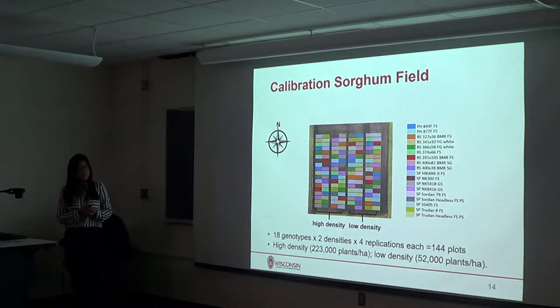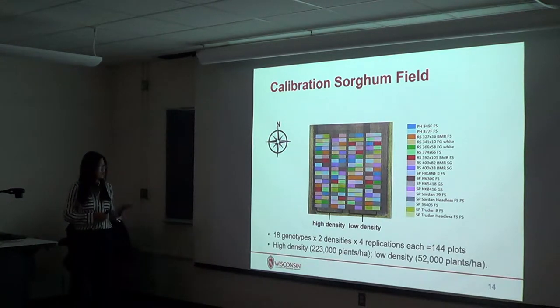This is the study area. It's a relatively small area. We wanted to first test out if the sensor data are good and also if the algorithm can give us something. So in this field, 18 different genotypes were planted with two densities and four replications for each. And the different colors represent different genotypes.